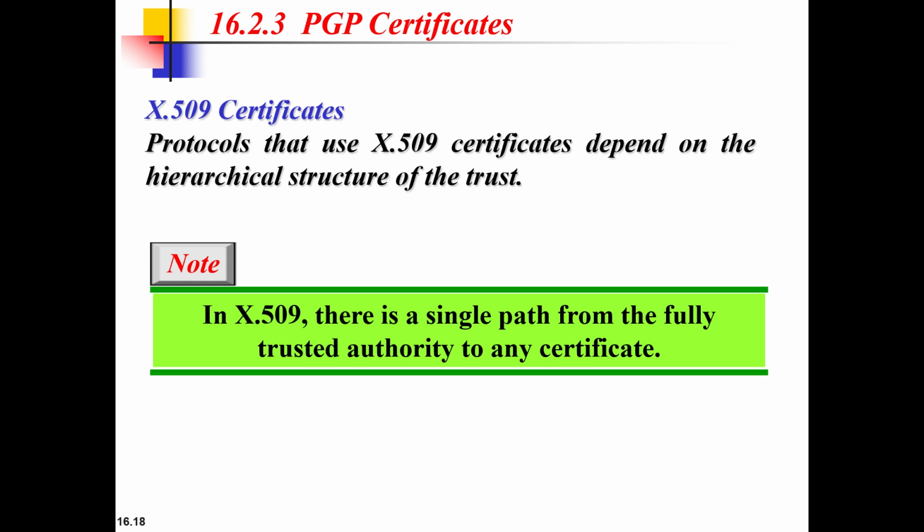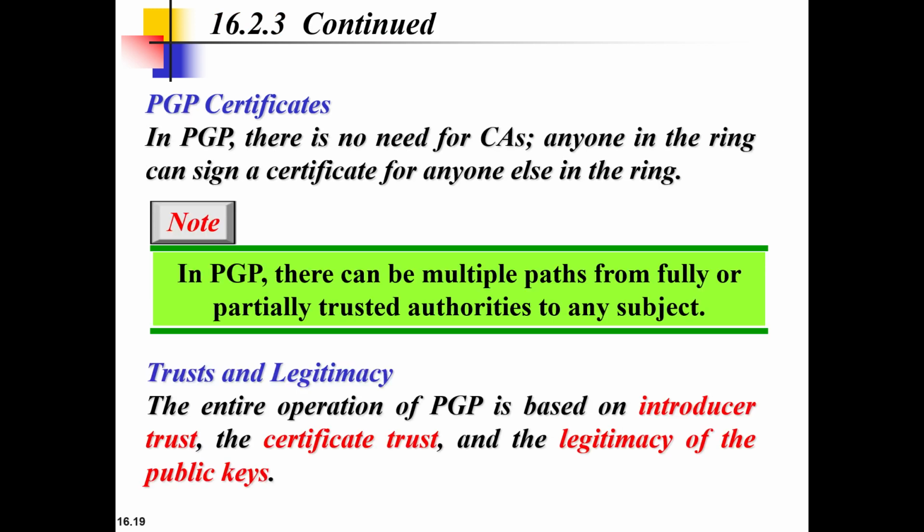The root issues certificates for the CAs at the second level. A second level CA issues a certificate for the third level, and so on. Next are the PGP certificates. In PGP, there is no need for CAs. Anyone in the ring can sign a certificate for anyone else in the ring. Bob can sign a certificate for Ted, John, Ann, and so on.